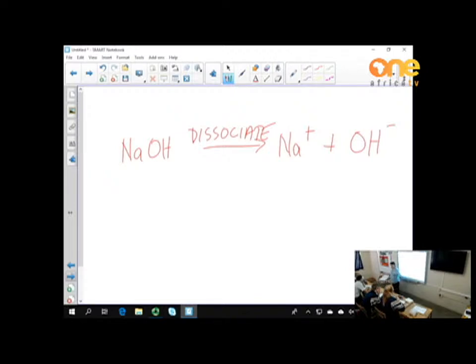All right, please write in there: strong acids ionize completely, weak acids ionize partially, strong bases dissociate completely, weak bases dissociate partially. Okay, now, there is a section that is not in your text, and it's higher level work only.